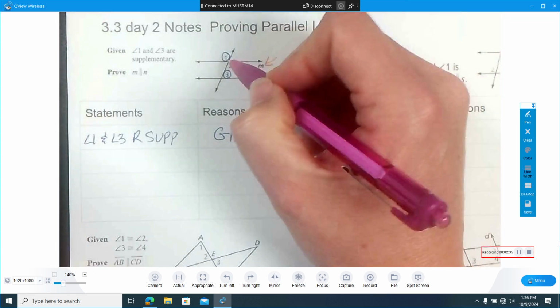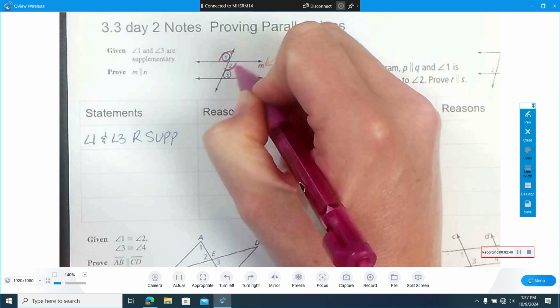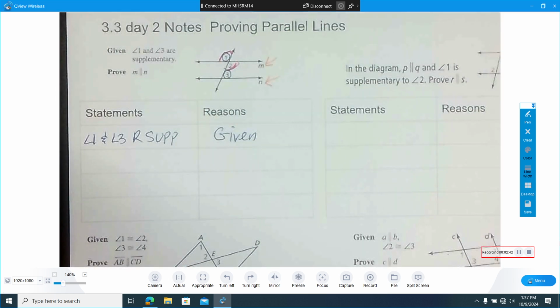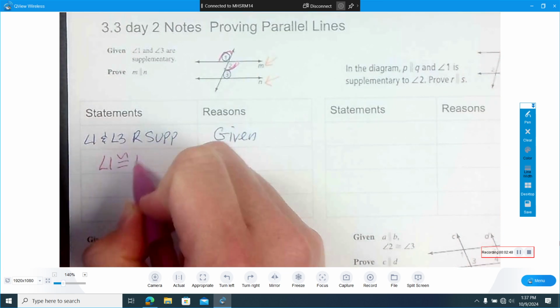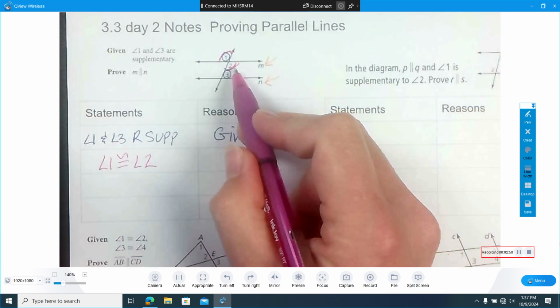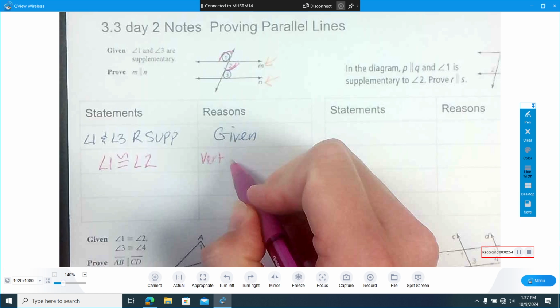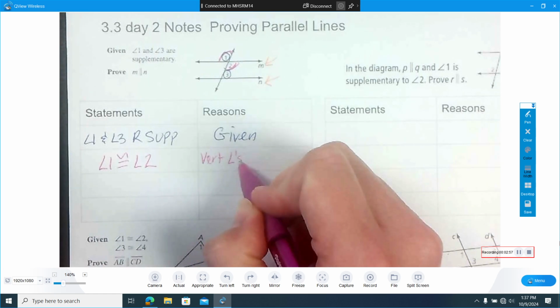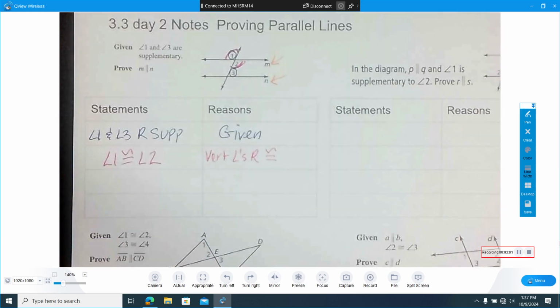Vertical angles. Very good. Angle 1 and angle 2 are vertical angles. What does that mean if they're vertical angles? They're congruent, yeah. Angle 1 is congruent to angle 2. And why do we know that? Vertical, we have a phrase, our favorite phrase, vertical angles are congruent. Very good. Vertical angles are congruent.